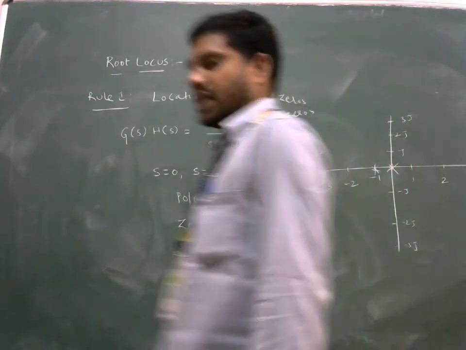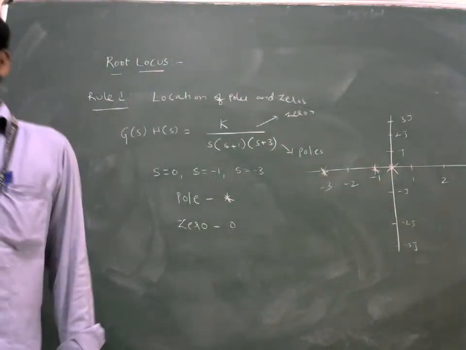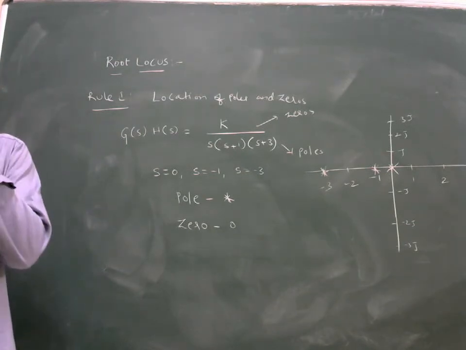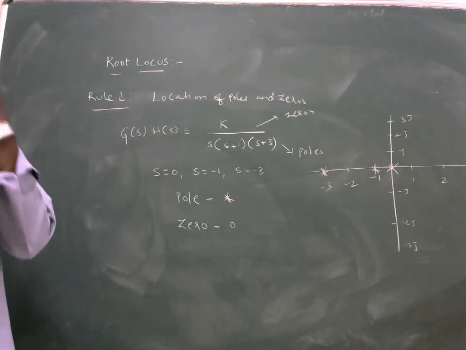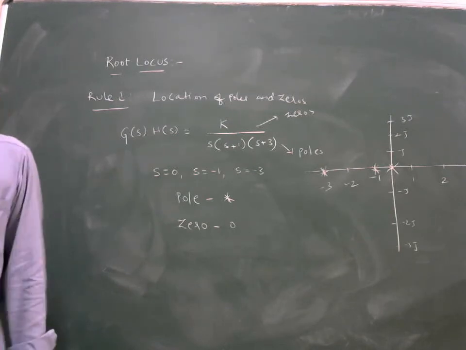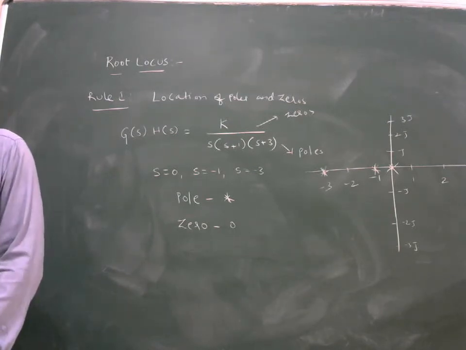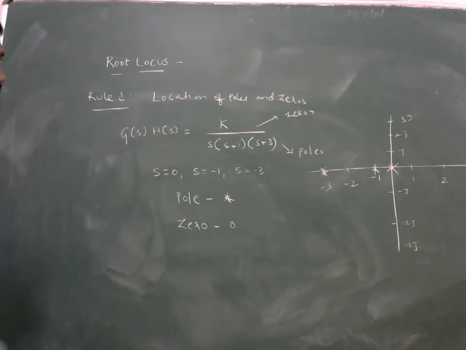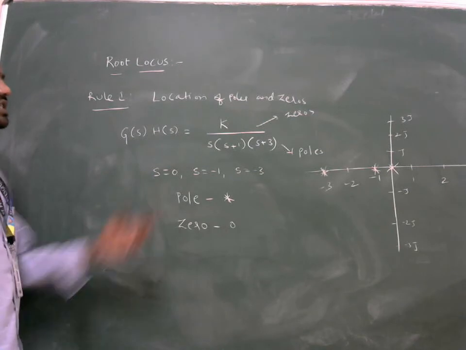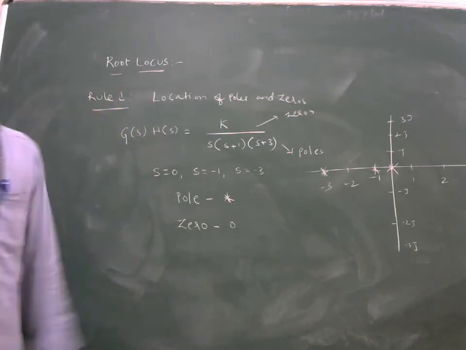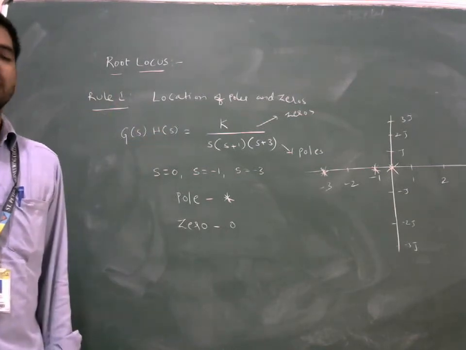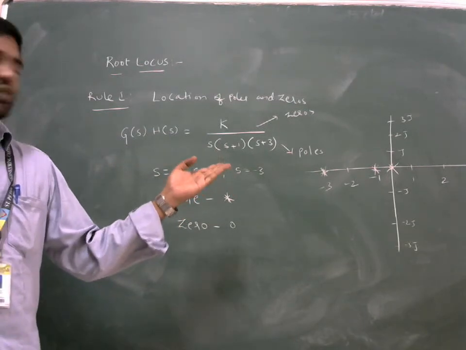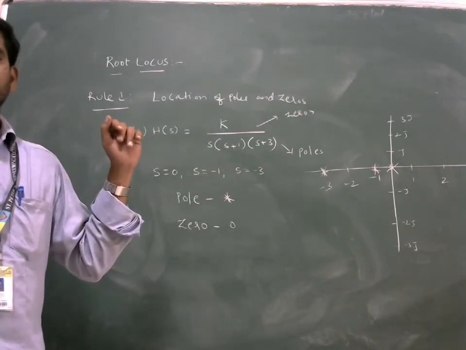Whenever we are given a root locus problem, then you need to do that. The first step is you need to identify the location of poles and zeros. Coming to the location of poles and zeros, you just need to find out how many poles and how many zeros there are, and then draw a graph. On the graph, you need to draw the poles and zeros. That is the first step.